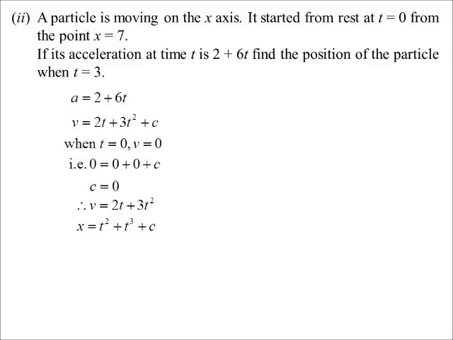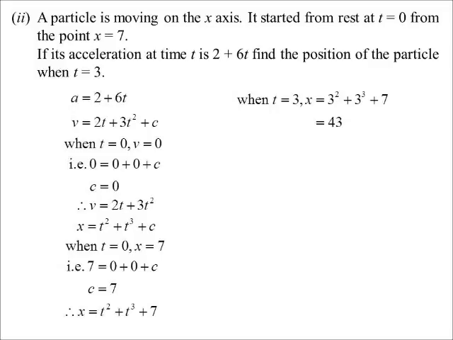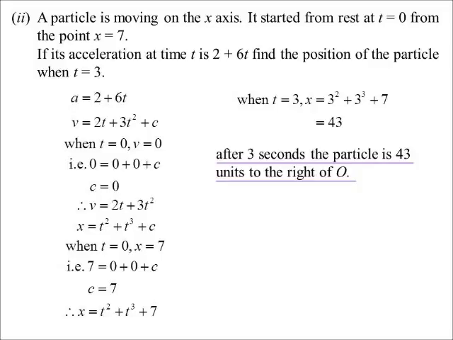So we'll integrate again. Some link between time and displacement. So we know when t equals 0, x equals 7. Sub in, get our constant. We now have our formula for displacement, and so we can now substitute in and find its position. So the position is at 43. There you go. So however you want to write it, it's at x equals 43, or if you want to be fancy, you can say, well, I know it's 43 units to the right of the origin, or something like that.